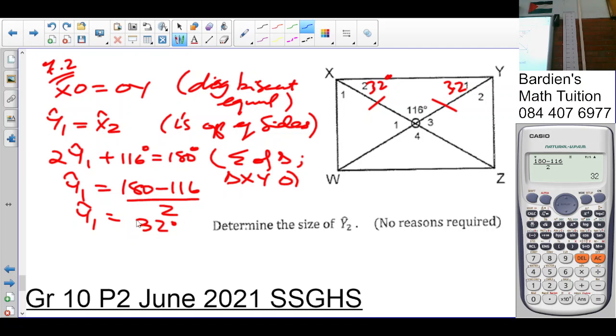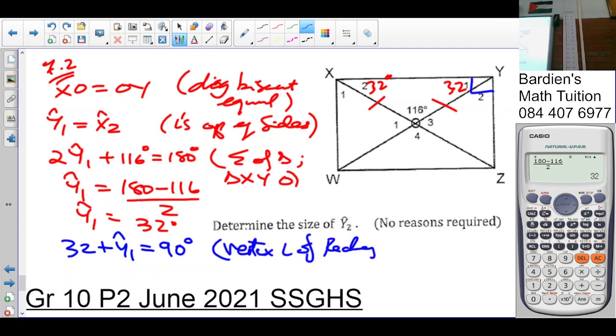Then we know that angle is going to be 90 degrees. So we're saying that 32 plus Y2 is equal to 90 degrees. Why? Was that given to us? Come on, man. The vertex angle of a rectangle equals 90. It's perpendicular. So angle Y2 is equal to 90 minus 32, which is 58. Is that correct?